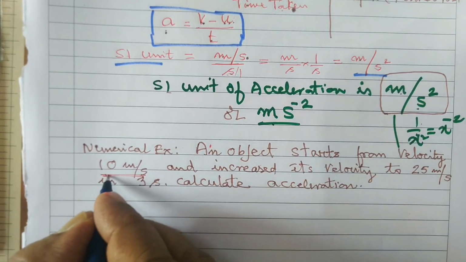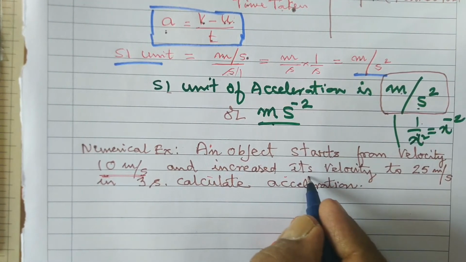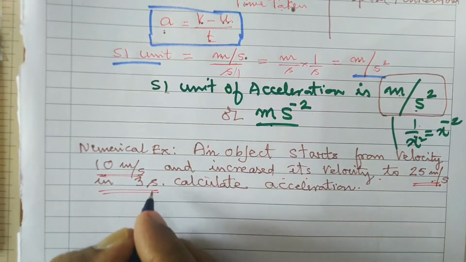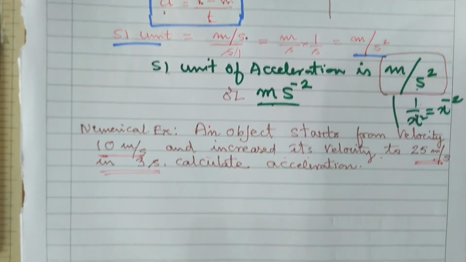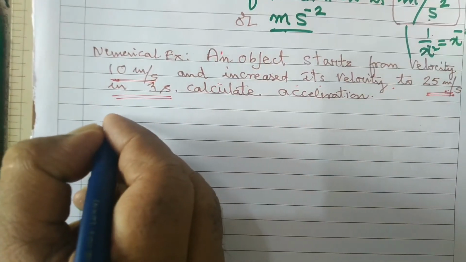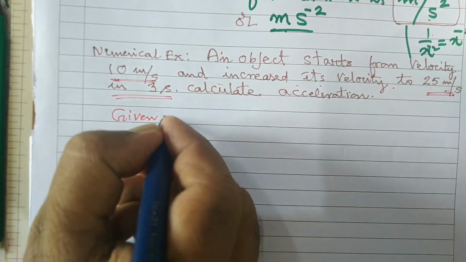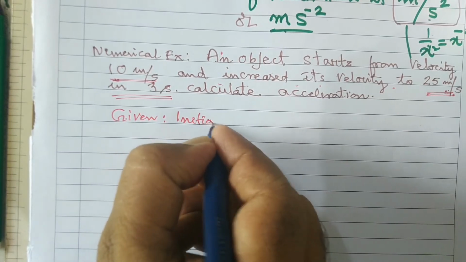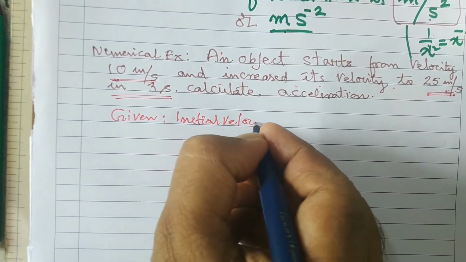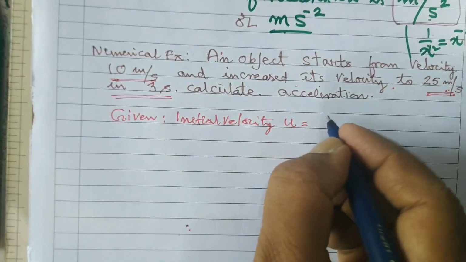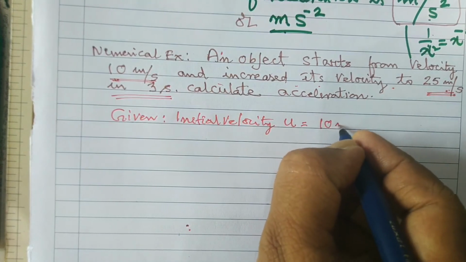Starts means it is the initial velocity. And it increases its velocity to 25 meter per second. That is the final velocity. In 3 seconds, meaning total time taken is 3. Let us write all these things given first. Given initial velocity, I think easily you have seen that we write it like this. Initial velocity, indicated by u, already I told you that. u is equal to 10 meter per second.